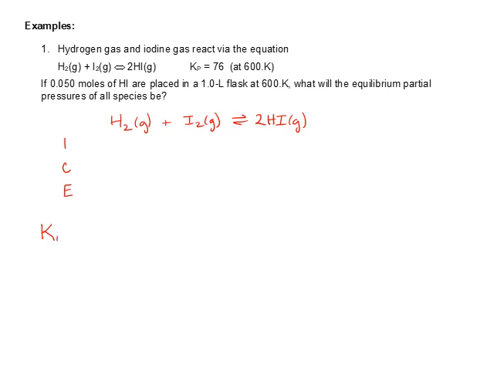In this case, we're given a Kp with a value of 76. So when we write the expression, we want to use partial pressures. So this would be the partial pressure of the product HI squared, because of the 2 coefficient in the balanced chemical equation, over the partial pressure of H2 and the partial pressure of I2.